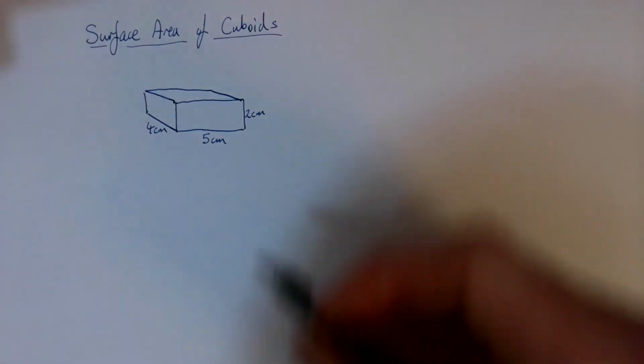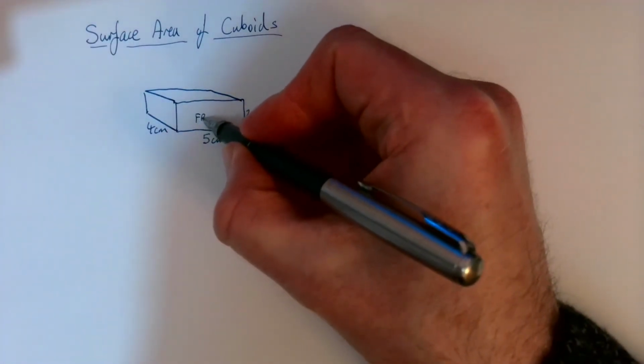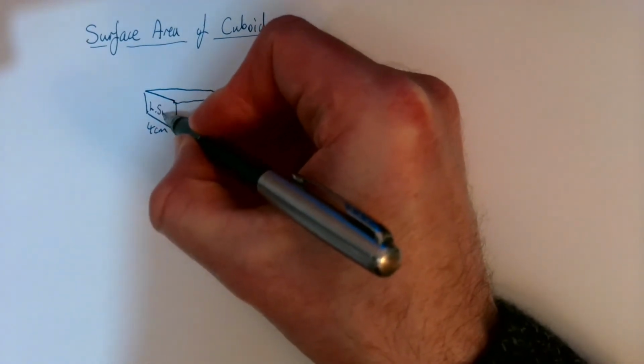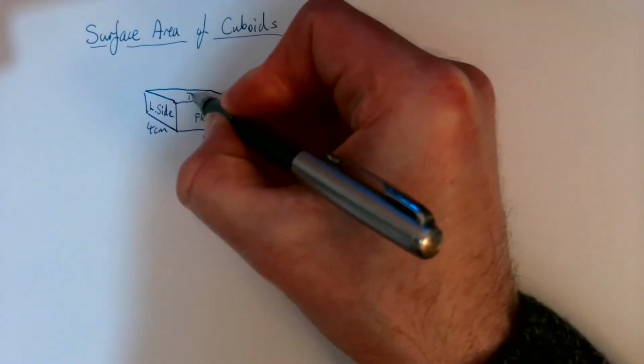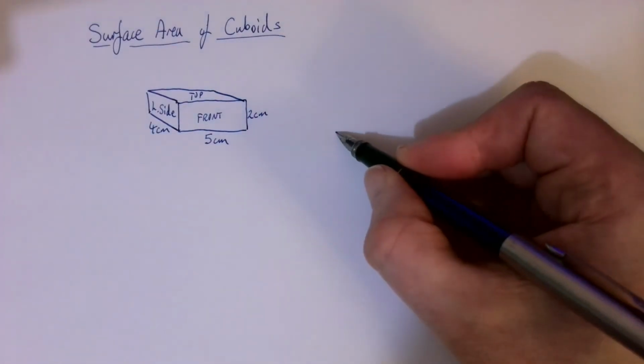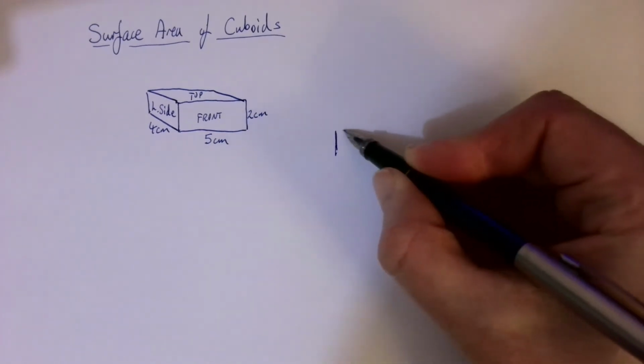I want us to think about the fact that this is the front and then this is the left side, and this is the top. And I would like you to have a go now at pausing the video and sketching the net of that cuboid. So I'm going to start with the front.